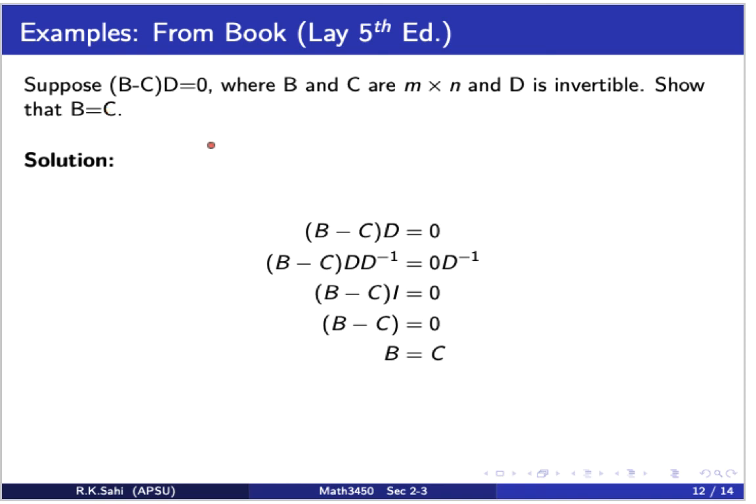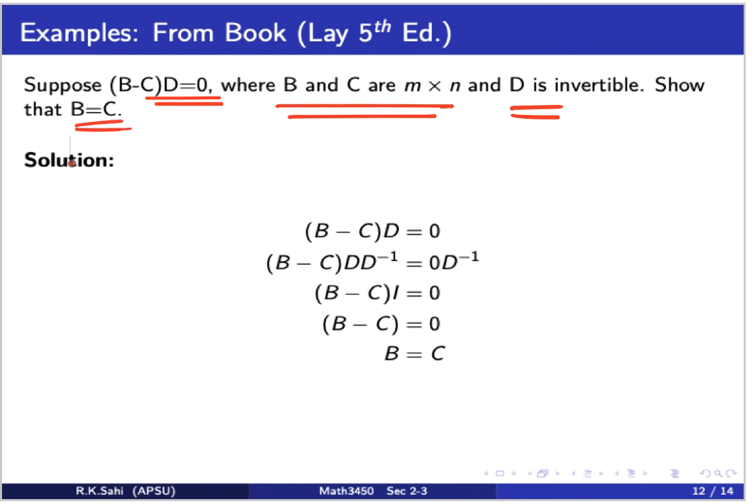And we are saying that if I take (B minus C) times D equals 0, and if B and C are m by n matrices, and D is invertible, and this matrix product basically means that D is an n by n matrix. Remember, invertible matrices are always square matrices. Then the question is, if D is invertible, then this equation basically says B is the same as C.